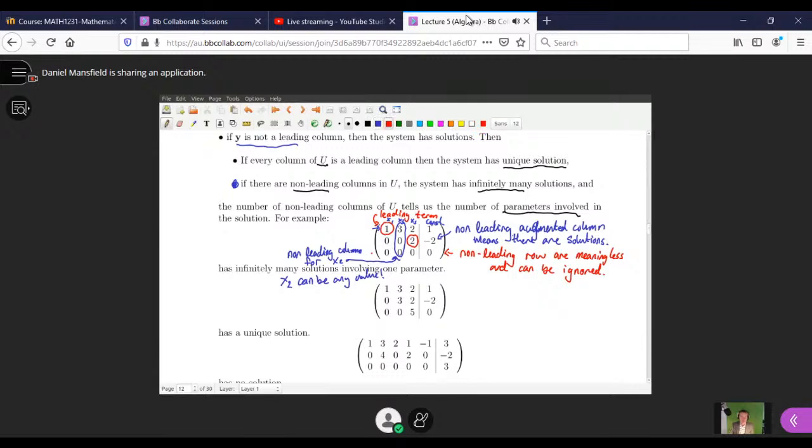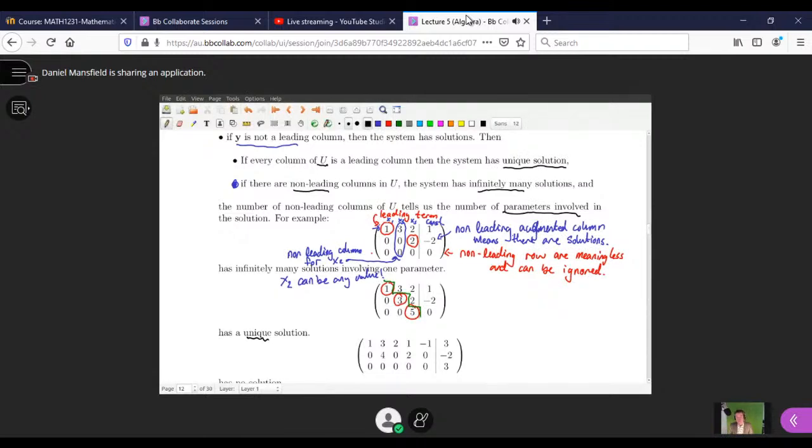Let's do the same thing over here. Here's a matrix. It's in row echelon form. There's a leading term. There's a leading term. There's a leading term. How many solutions does this matrix have? Exactly one. Thank you, everybody. Exactly one solution. Sometimes people say unique solution.